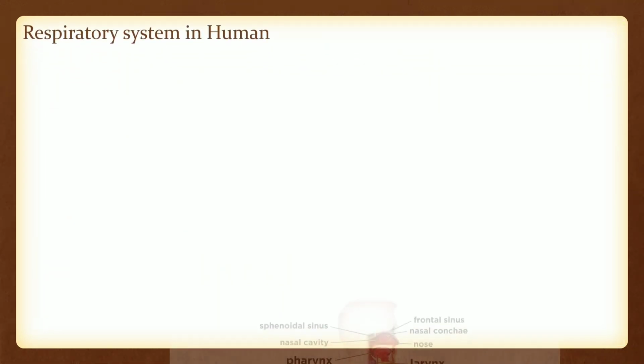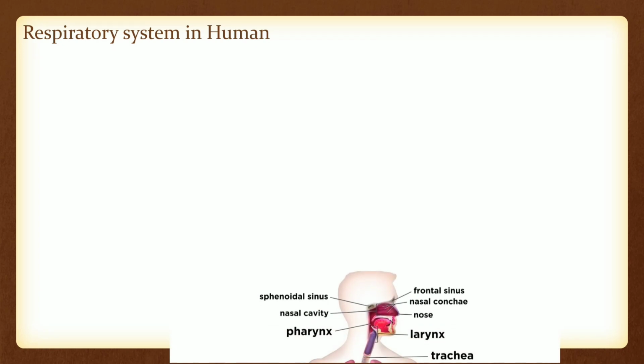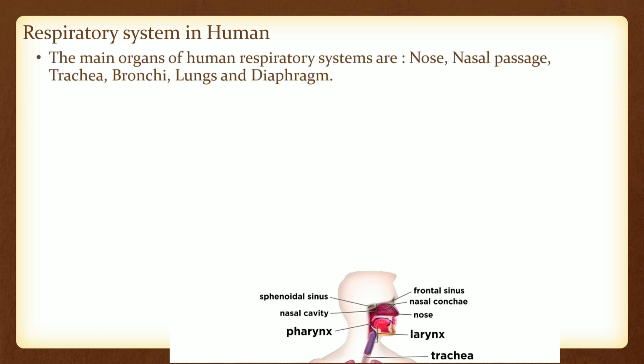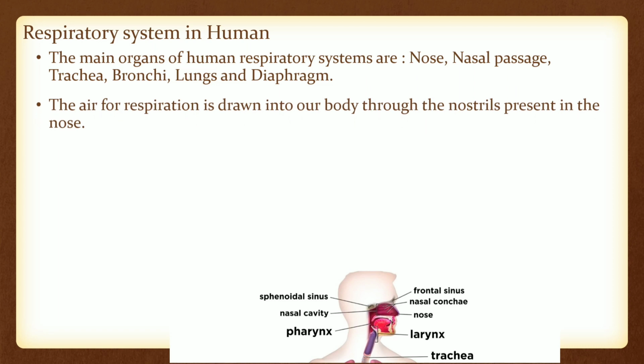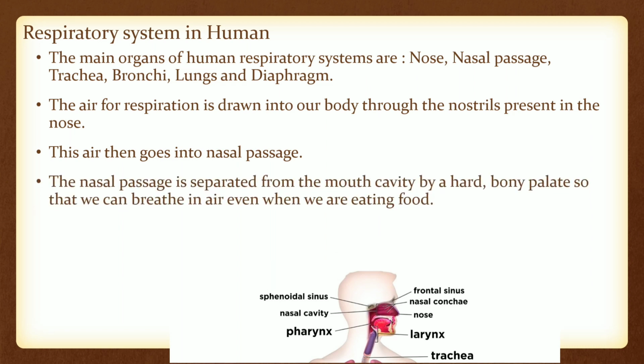Next, respiratory system in human. The main organs of human respiratory system are nose, nasal passage, trachea, bronchi, lungs, and diaphragm. The air for respiration is drawn into our body through the nostrils present in the nose. The air then goes into the nasal passage. The nasal passage is separated from the mouth cavity by a hard bony palate so that we can breathe in air even when we are eating food.